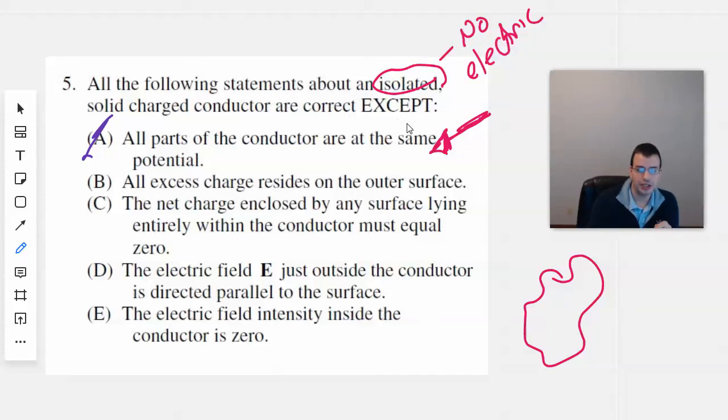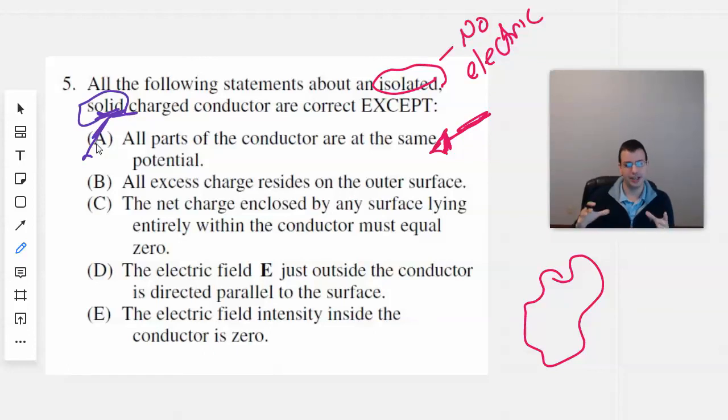All correct except, so we're looking for the one that is wrong. All excess charges reside on the outer surface. That's true. The charges want to get as far away from each other as possible, so not just for a sphere, but any shape. I don't think it's true for things that are hollow, which is why they say solid. Not sure about that. I'll have to check that out.